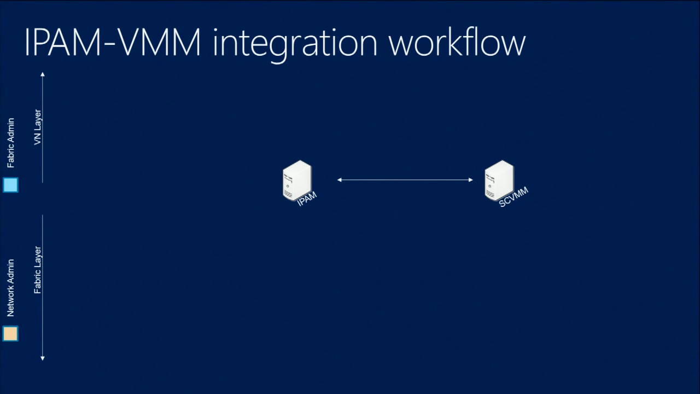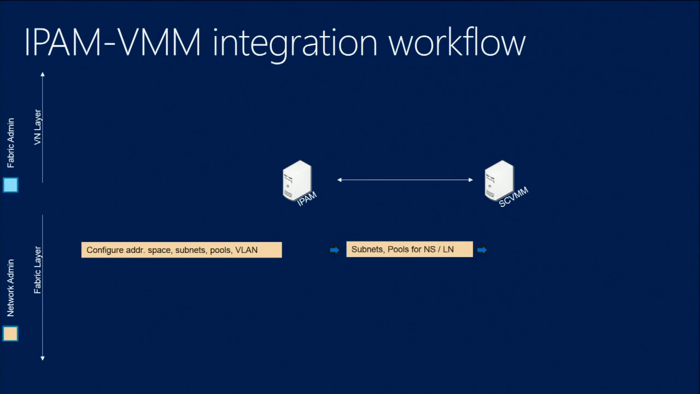There's color coding in this animation. There are tasks that a network admin does, which are colored in peach, and then this blue color indicates the fabric admin, which are done in SCVMM by the VMM administrator. On the IPAM side, you would configure IP address space, subnets, pools, and VLAN information, and you will make that available to SCVMM. And that information synchronizes back into SCVMM to provide information on network sites and logical networks.